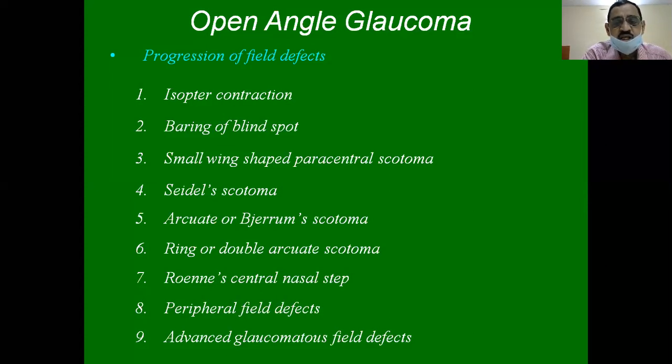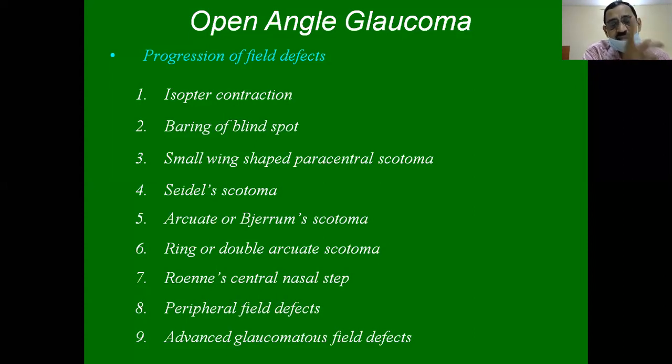And a small wing-shaped paracentral scotoma, the blind spot will be there, and a paracentral scotoma either in the superior hemisphere or in the inferior hemisphere can occur. And this is the first typical change in the visual fields of open angle glaucoma. Later on, the paracentral scotoma gets joined to the blind spot, giving rise to a sedal scotoma.